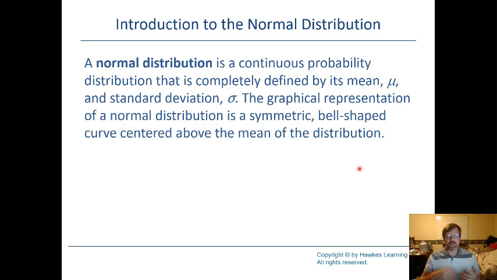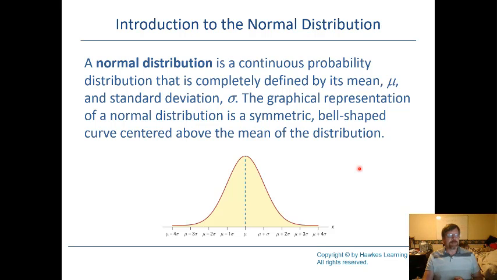Graphically, if we were to draw a curve, it's going to be a symmetric bell-shaped curve, shaped kind of like a bell. If you could imagine a handle sticking out at the top where the mean is, it would look like a handbell. It is centered right above the mean of the distribution. There's our mean. Then we've got values at 1, 2, 3, 4, etc. standard deviations on out.